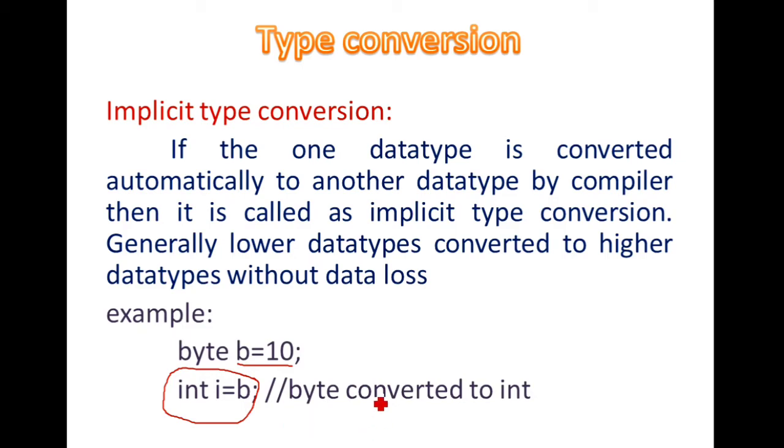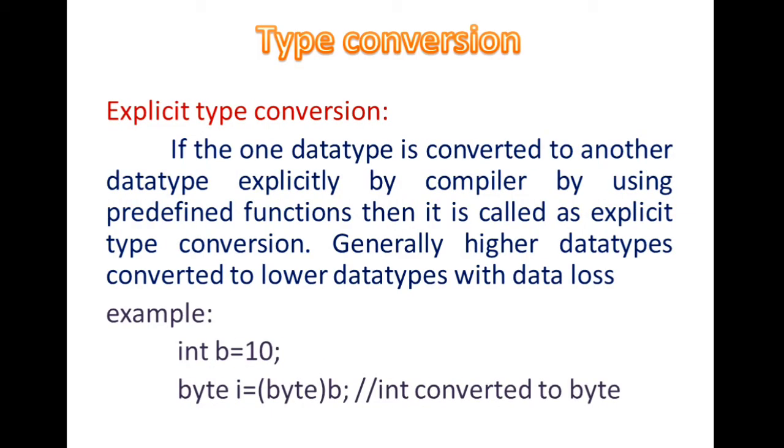When we assign b to i, automatically that will be converted to integer. So in this case, byte is converted to integer, and this type of conversion is called implicit type conversion. There is no need to explicitly specify the data type while converting it, and automatically it will be converted to integer without any data loss. The reason for this is that byte occupies only a small amount of data, only 8 bits, but integer is 32 bits in data size. So 8 bits can be easily accommodated in 32 bits. This is called implicit type conversion. In other words, it is called broadening of the data.